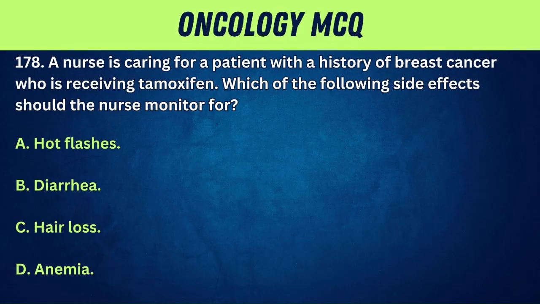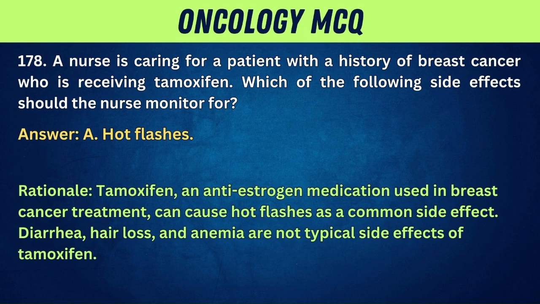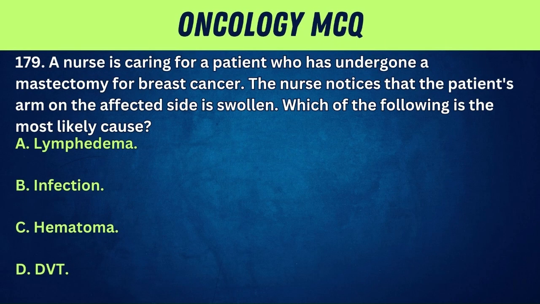178. A nurse is caring for a patient with a history of breast cancer who is receiving tamoxifen. Which of the following side effects should the nurse monitor for? A. Hot flashes. B. Diarrhea. C. Hair loss. D. Anemia. Answer: A. Hot flashes. Rationale: tamoxifen, an anti-estrogen medication used in breast cancer treatment, can cause hot flashes as a common side effect. Diarrhea, hair loss, and anemia are not typical side effects of tamoxifen.